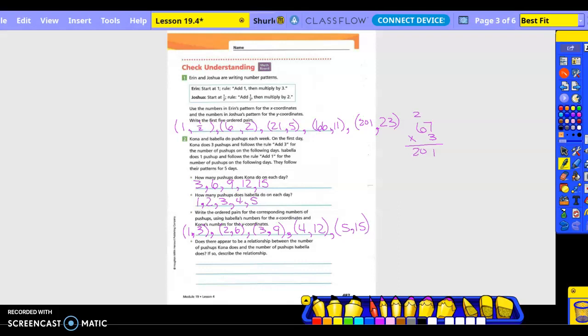Okay? So does there appear to be a relationship between the number of push-ups Connor does and the number of push-ups Isabella does? Yes. So you go from 1 to 3. We're going up, right? So that means it either has to be addition or multiplication. We go from 2 to 6, 3 to 9. What's our repeating pattern? Okay, so who does more? Connor does 3 times more push-ups than Isabella.